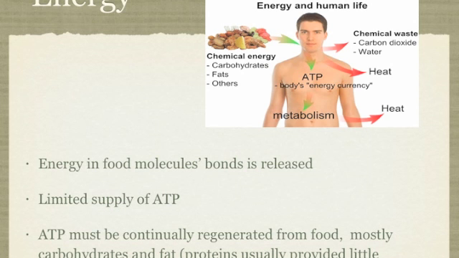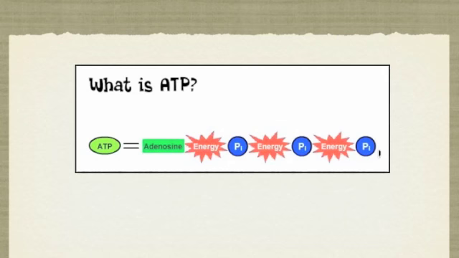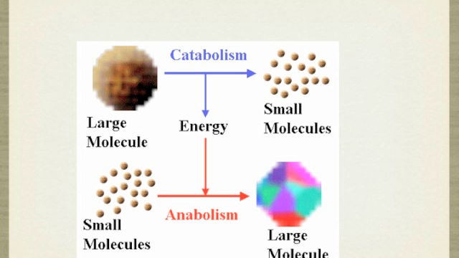And the primary sources or substrates that are used for ATP production are carbohydrates and fat. So what is ATP? It's adenosine triphosphate, which is an adenosine group, which has energy bonds between the three phosphate groups. And your textbook talks about catabolism and anabolism.